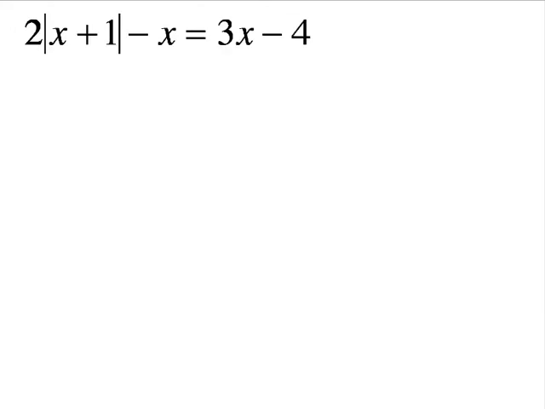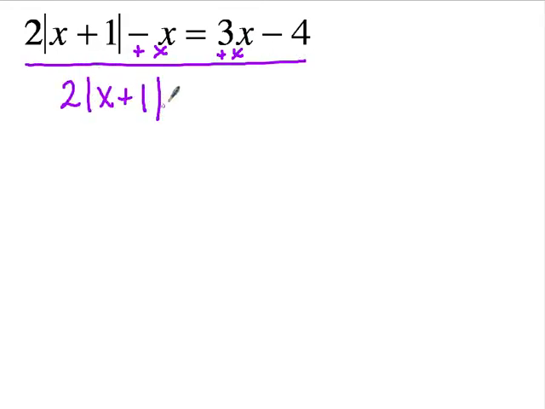Let's look at another one. Okay, 2 times the absolute value of x plus 1 minus x equals 3x minus 4. Now before you can do this problem, you have to simplify it first. We have to get the absolute value all by itself. So that means you got to get rid of the x and you got to get rid of the 2. So I'm going to go ahead and add x to both sides. And now I've got 2 times the absolute value of x plus 1 equals 4x minus 4.